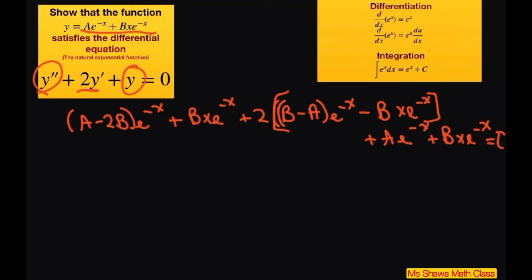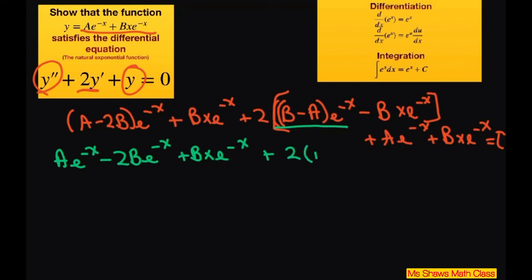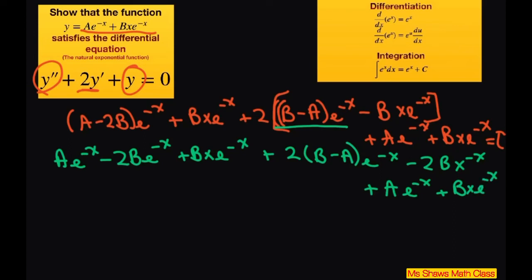All right, now let's go ahead and simplify this. Let's distribute this out. We have a e to the negative x minus 2b e to the negative x plus bx e to the negative x. And then for this part, let's write this as plus 2 times b minus a e to the negative x minus 2bx e to the negative x. Then we still have our plus a e to the negative x plus bx e to the negative x. That all is supposed to equal 0. So what I can see right away is I can get rid of these bx terms: bx e to the negative x plus bx e to the negative x is 2bx e to the negative x, and then you minus it.